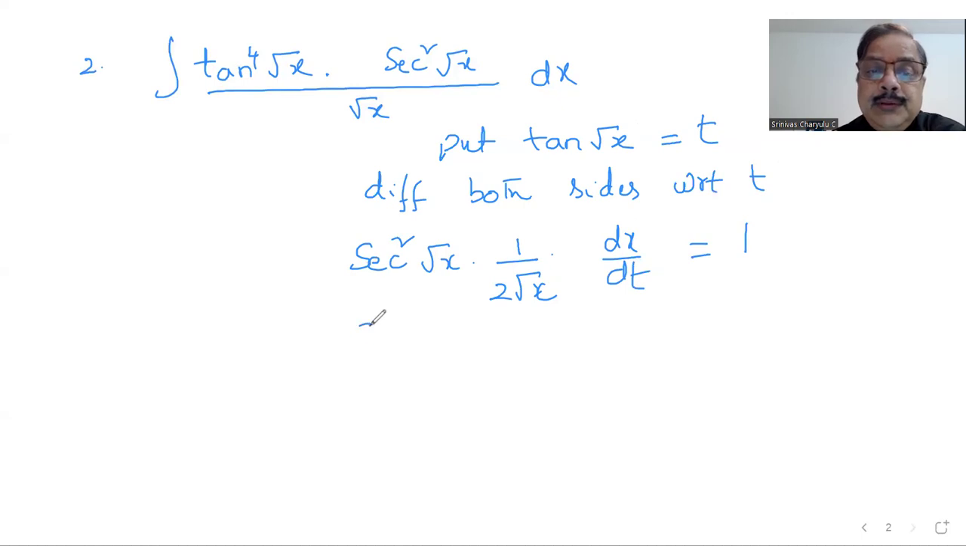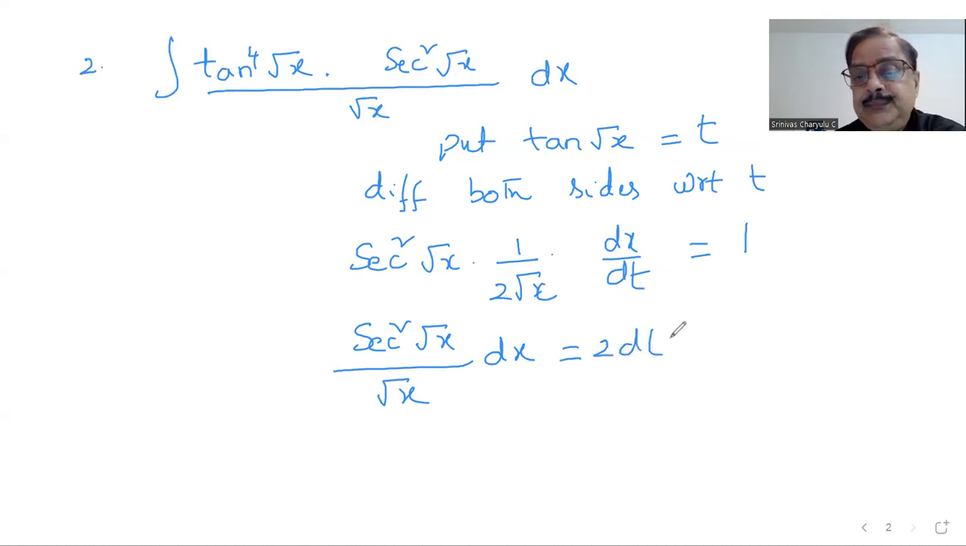So now secant squared root x divided by root x you bring here, and dx also you write down. This 2 dt you send to the right hand side. All other terms remain here. Why am I writing all this? Secant squared root x dx by root x, so we are having almost the same. Hope you are understanding. So in the place of this entire thing, you can write down 2 dt.